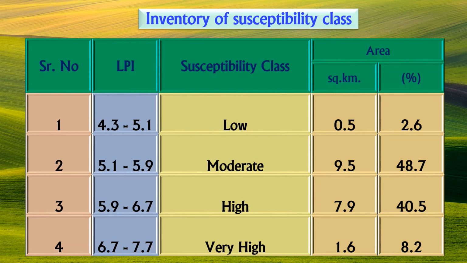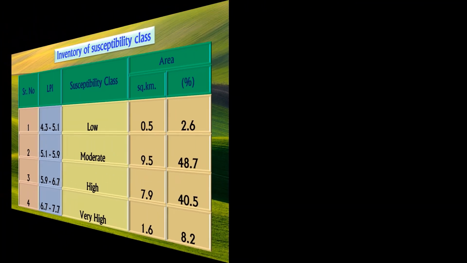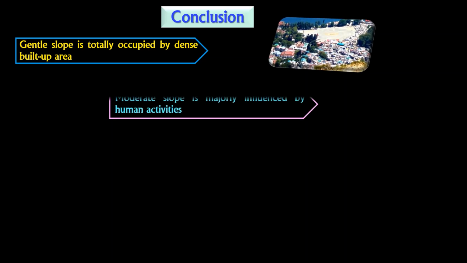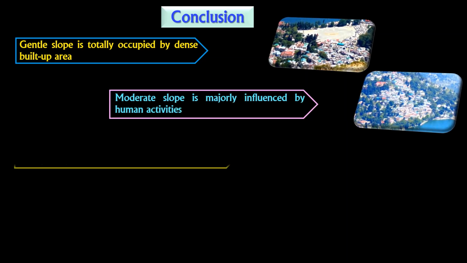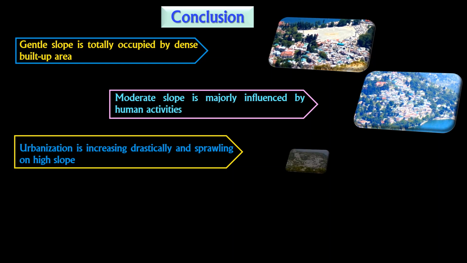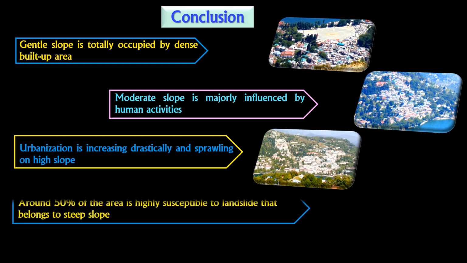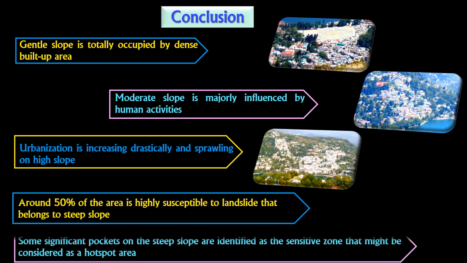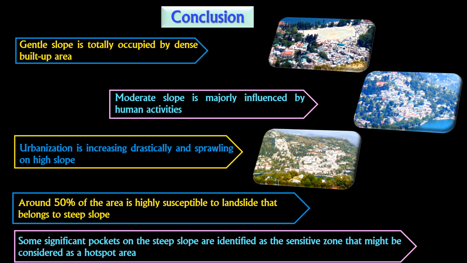it increases the rate of landslides. The major findings of the study are that the gentle and moderate slopes are completely occupied by anthropogenic activities, and now urbanization is taking place on high slopes. Around 50% of the area is highly susceptible to landslides, and a few pockets on steep slopes are identified as a hotspot.